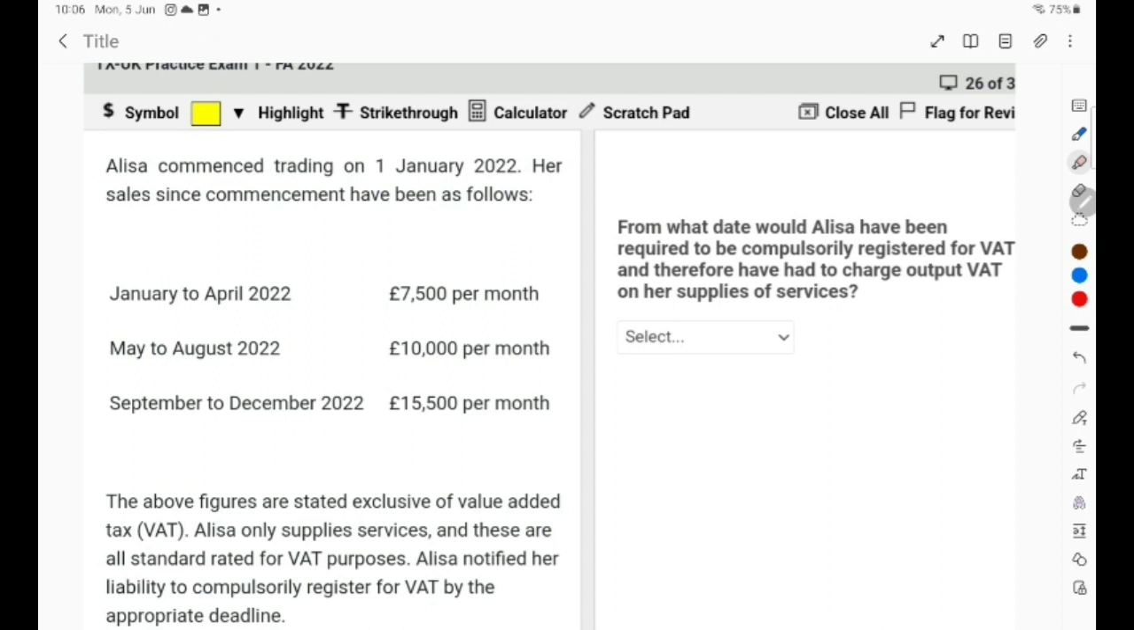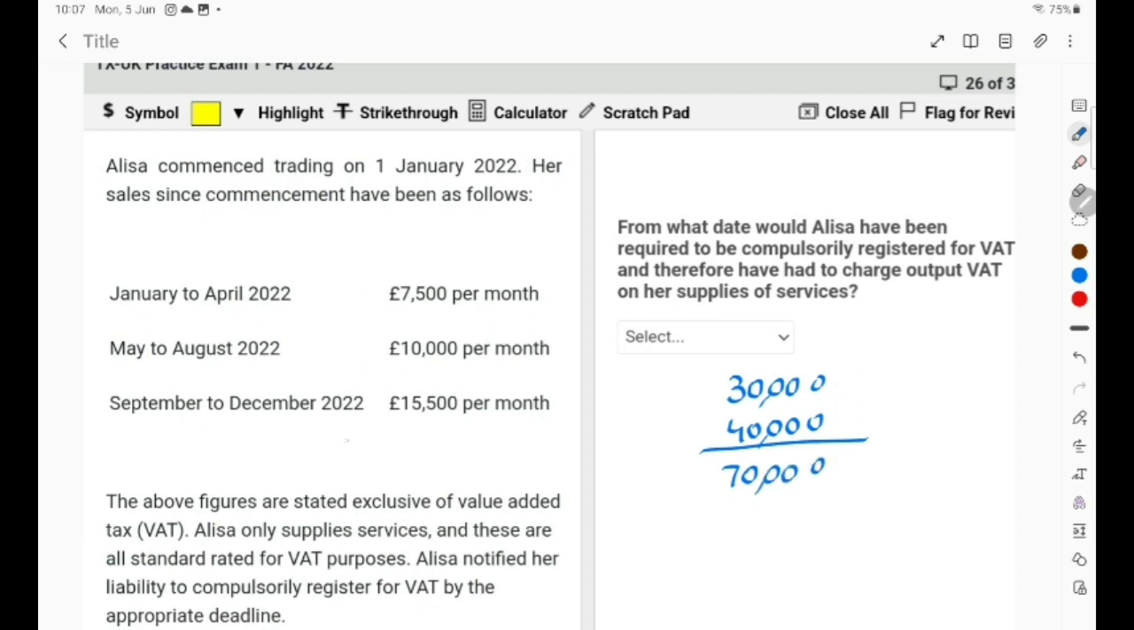So as per historic test, we have to consider when her sales pass the 85,000 pounds criteria. If she has a sale of 7,500 per month for the first 4 months, the total sale is 30,000. Then she has a sale from May to August, which is a 4 month period. So 10,000 each will give you 40,000. Now she has a sale of 70,000 at the end of August.